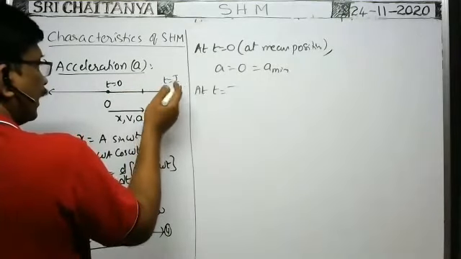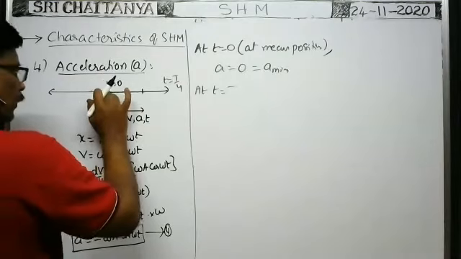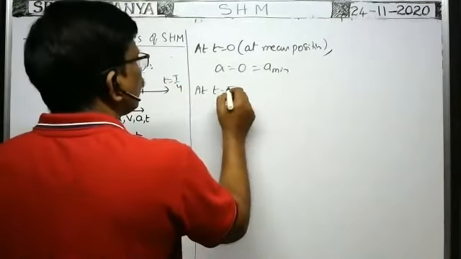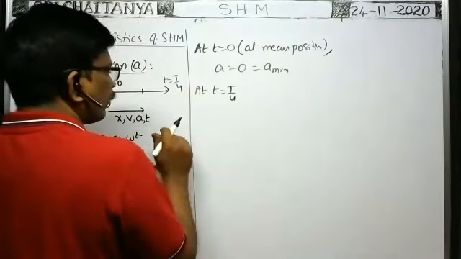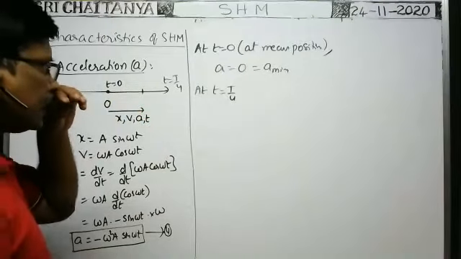Again after T by 2 seconds it reaches the point here. It is 3T by 4, again T. In that way the time changes. That means at extreme position, whether the extreme position is on the right side or left side, the magnitude of acceleration is the same.